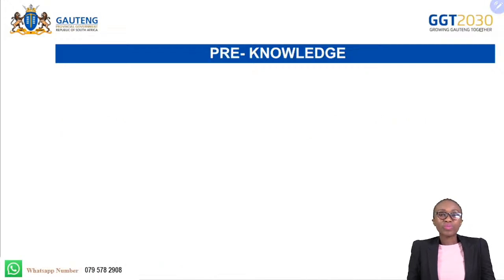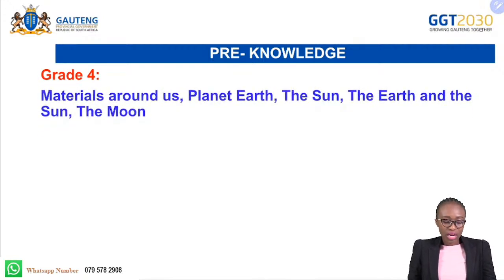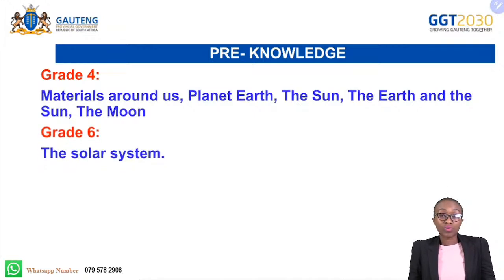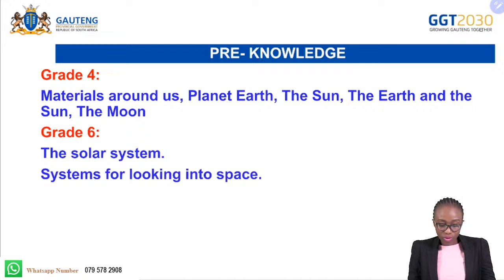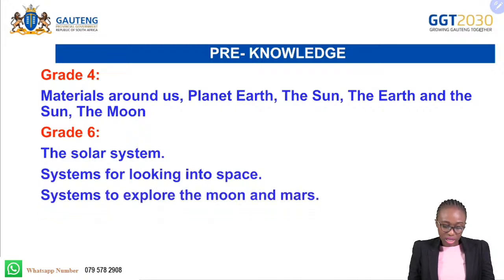Now let's move on to pre-knowledge. This is what we learned prior to today's lesson. We learned in grade 4 about materials around us, the planet Earth, the sun, the earth, and the moon. Then in the 6th grade, we learned about the solar system, systems for looking into space, and systems to explore the moon and Mars. These topics have prepared us for today's lesson.